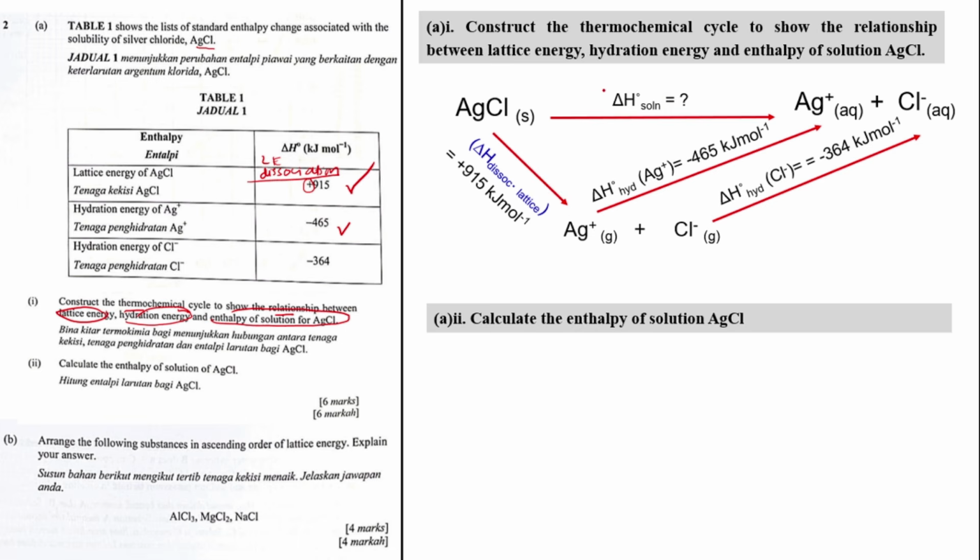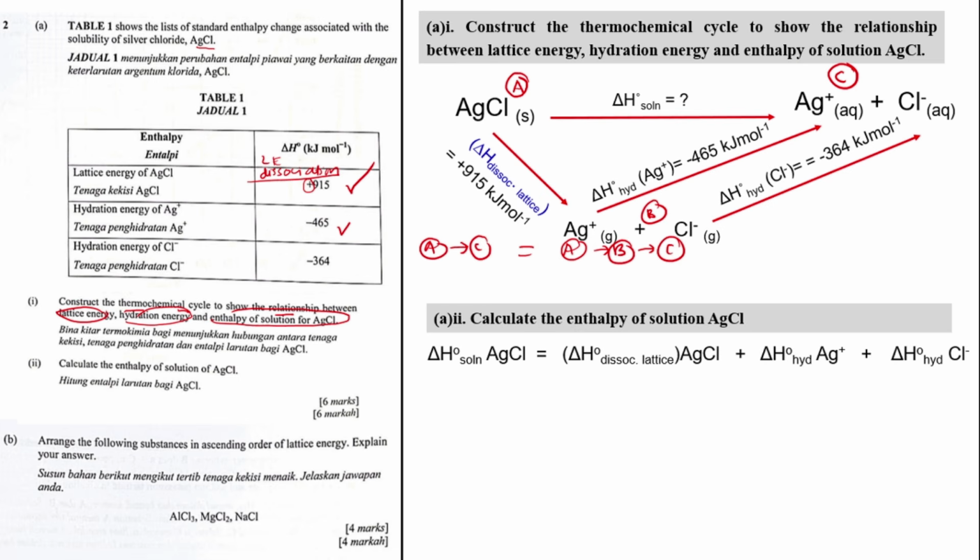Now we need to determine the delta H of the solution. So we have the position A going to C. By mathematics, A going to C is equal to A going to B going to C. Okay, so the initial going to final, according to Hess's law. So A going to C is delta H solution. Okay, so delta H solution is A going to C.